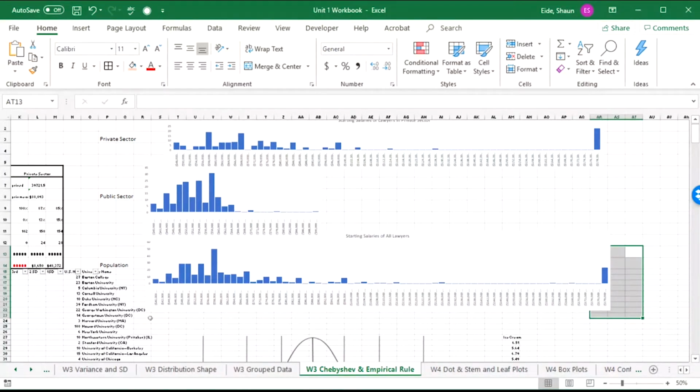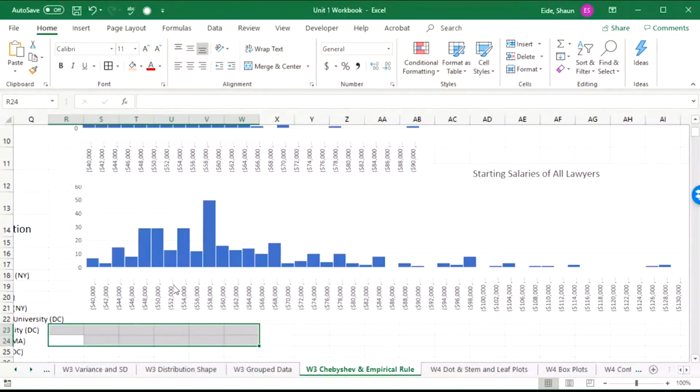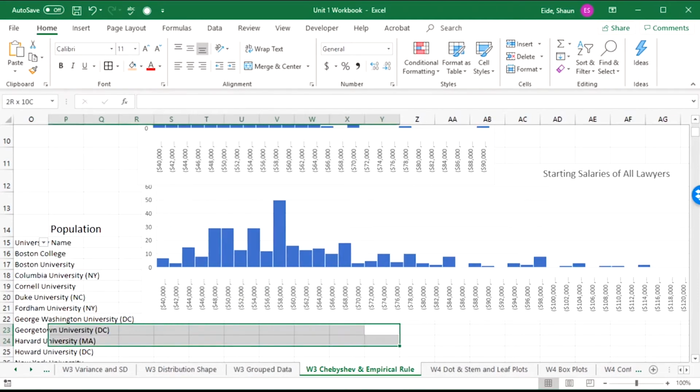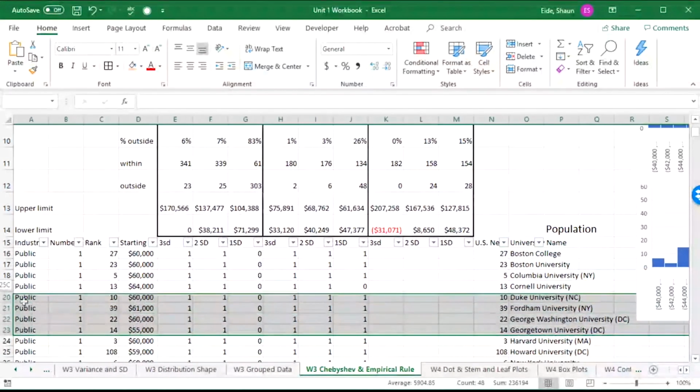But then everyone else that is either in the public sector of law, or they're not necessarily at one of those super prestigious universities, the average that they're going to make is right around here, which I'm going to zoom in a little bit, which is going to be right around $58,000 a year. So the average starting salary of lawyers is going to be around $58,000 a year, unless you get into the private sector.